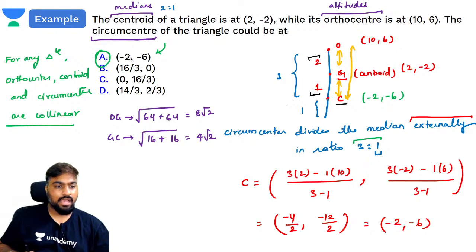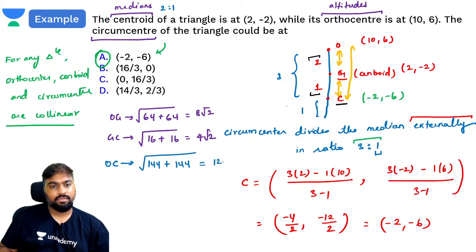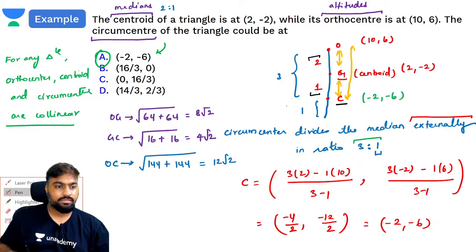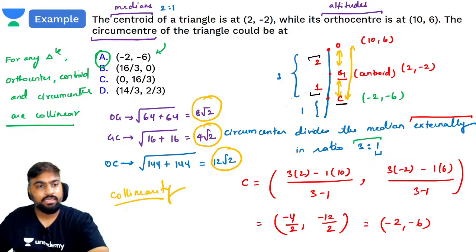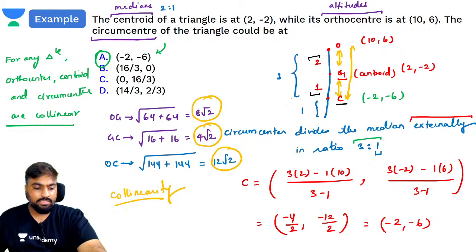Now find out how much is OC. OC is 10 minus -2, 12, 144, plus 6 minus -6, 12, 144. This is basically 12 root 2. So look at this, the condition is satisfied: 8 root 2 plus 4 root 2 is equal to 12 root 2, collinearity. You can do it this way also. Understood?